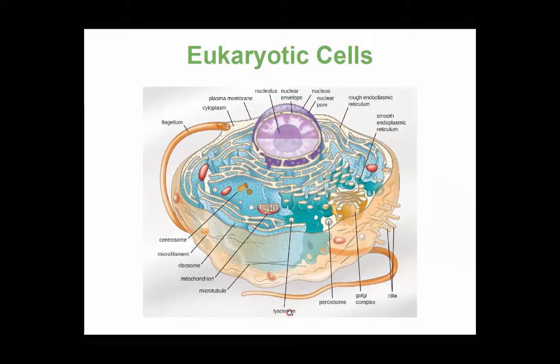Lysosomes are structures that will digest food, break it down, perform hydrolysis. Peroxisomes are structures that are like a power plant. They will incinerate, they will burn, and they will dispose of some of the toxic substances that are a byproduct of many biochemical reactions.